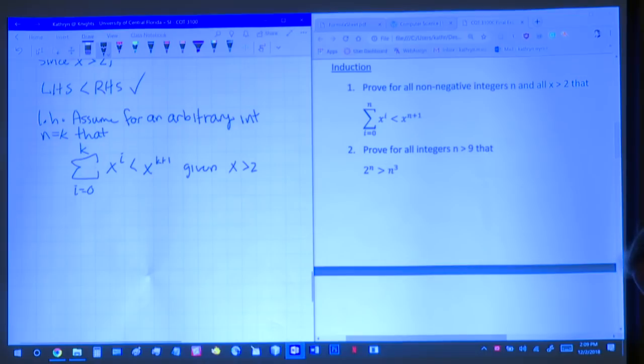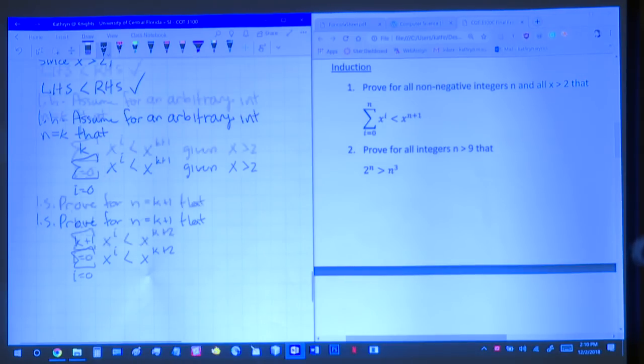Next would be our inductive step. Prove for n equals k plus 1 that the summation from i equals 0 to k plus 1 of x to the i is less than x to the k plus 2.